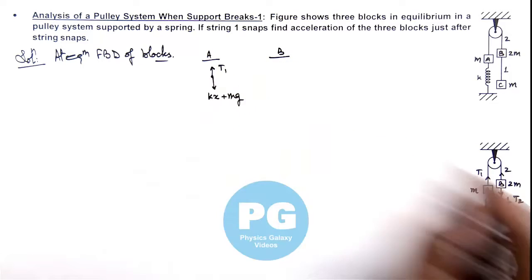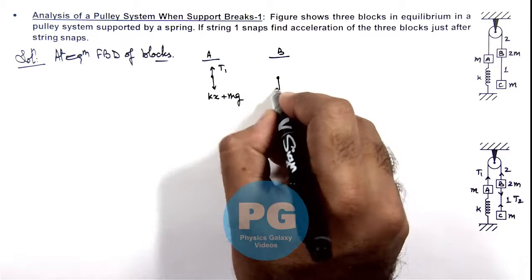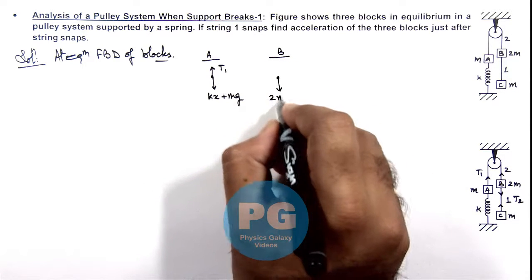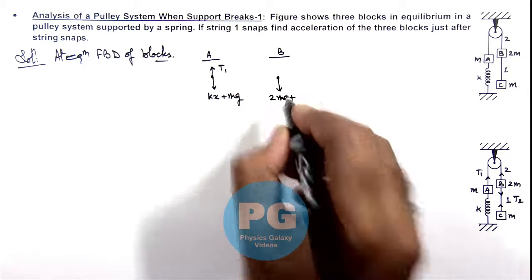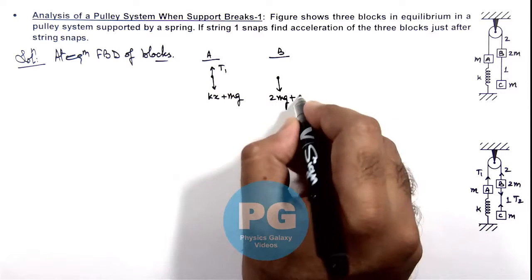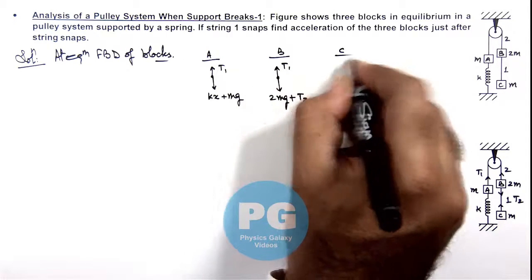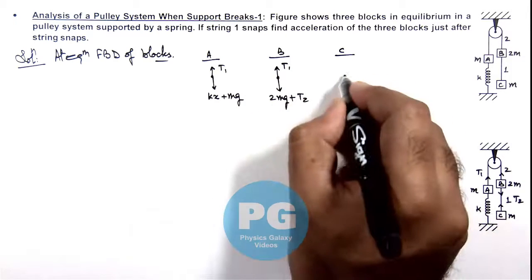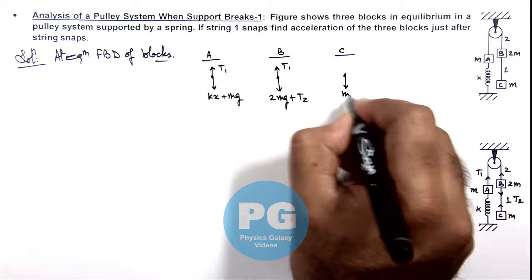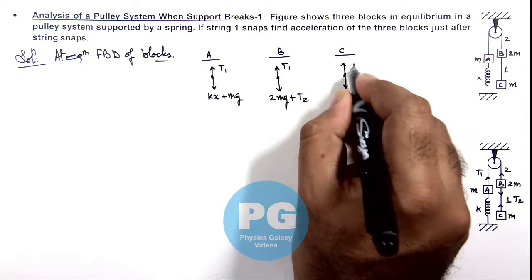For block B, its weight 2mg is in the downward direction, plus a string tension T2 is acting on it, and in the upward direction it is T1. And for block C, downward is its weight mg and upward is the string tension T2.